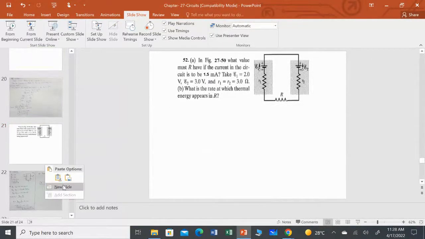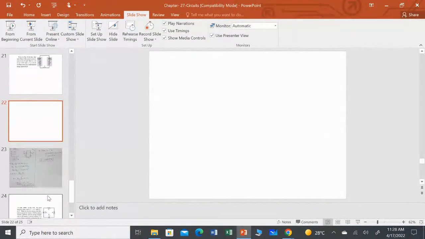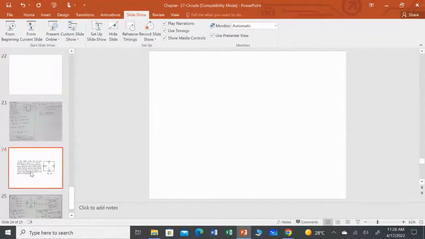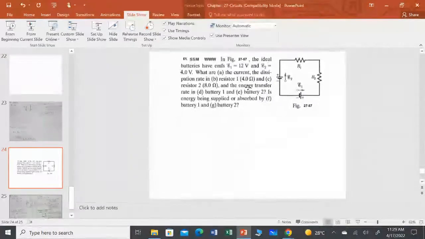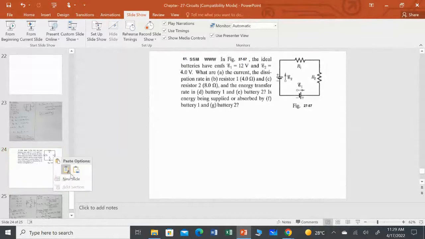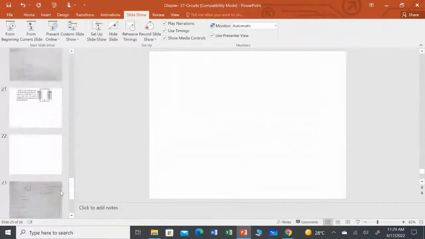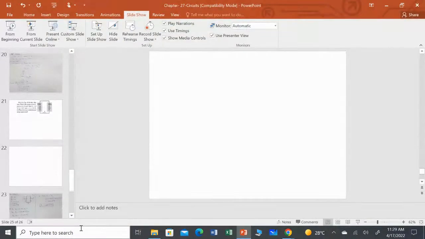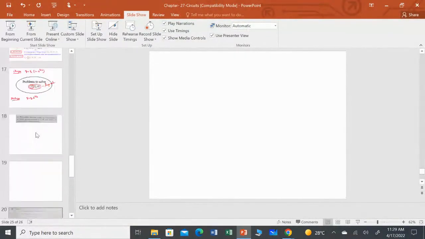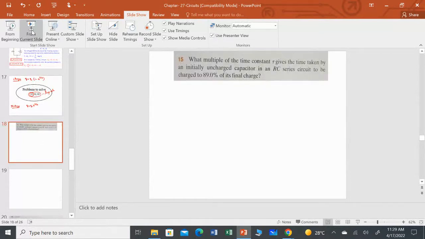Doctor, will chapter 28 also be on loops? Chapter 28 is related with magnetism. Okay. Because till then, I think we are going to study the concept of current. But when you come to chapter number 28, it is related with magnetism. Clear? Okay.